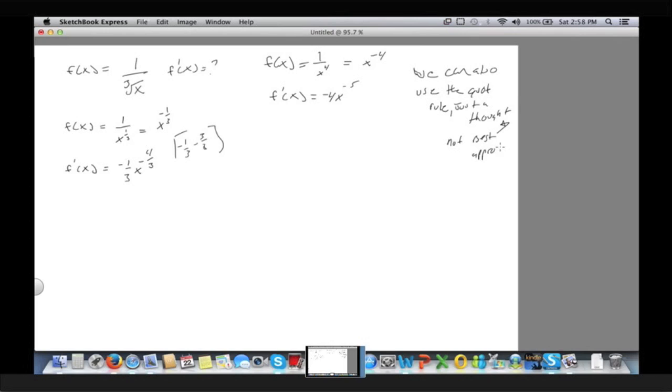Let's write down another function, f of x. Okay, when you're ready, f of x equals x to the fifth divided by x squared. Let's figure out f prime of x here.